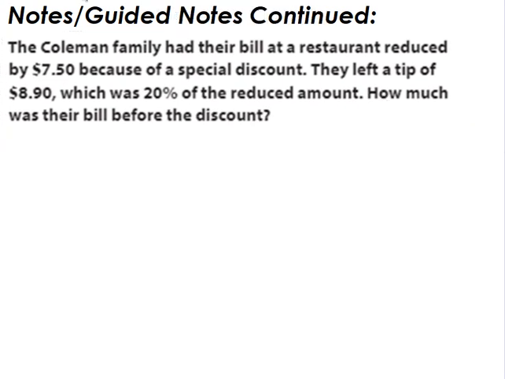And we multiply whatever's inside the parentheses. So when you go to a restaurant, you normally have your bill, and then you pay a tip based on the percentage of that bill. So the Coleman family went, and their bill was reduced by $7.50 because of a discount that they had. So I have their original bill, and it was reduced by $7.50. So whatever the original price of the bill was, they got $7.50 off. Now, they left a tip of $8.90.